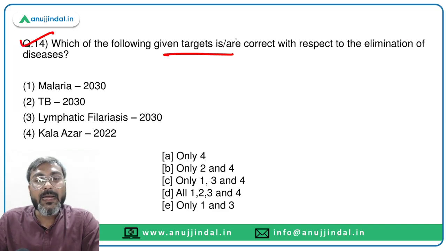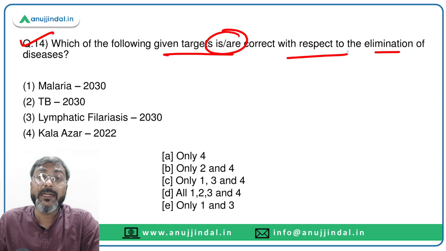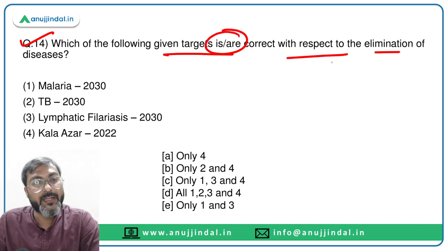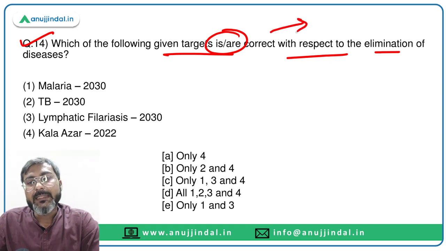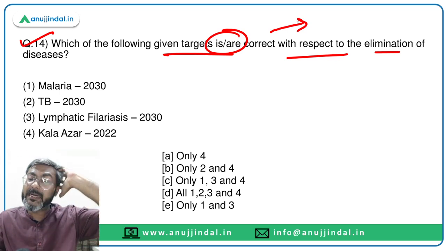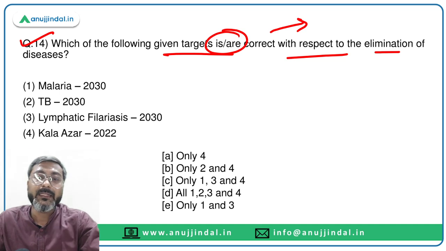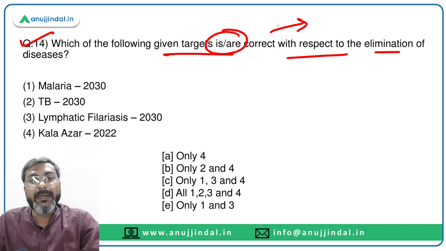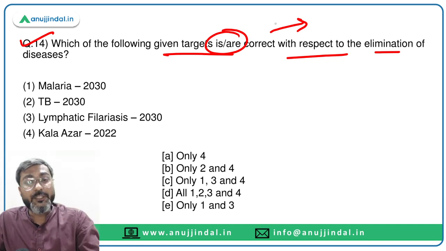Which of the following given targets are correct with respect to the elimination of diseases? Okay, this is a very very important question, and there was a seminar which was conducted by the Ministry of Health and Family Welfare. That seminar is not important, but in that news, some targets were mentioned, which can be asked in your exam, right? So which targets are correct?